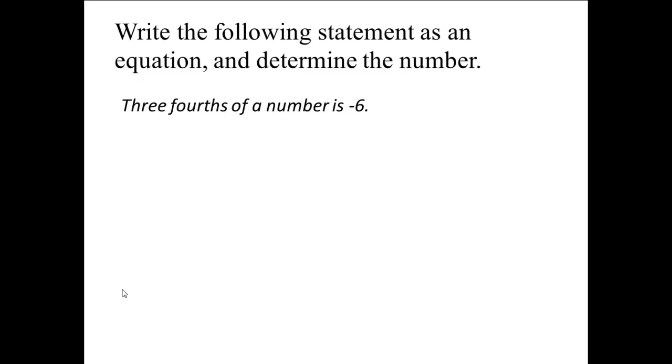3/4 of a number is -6. We see is, which means equals. Of, you have to be careful. Sometimes it's just the basic English preposition. But when we have a fraction preceding it, we definitely are thinking multiplication. 3/4 of something is 3/4 times that thing. So 3/4 times a number, n, is -6.